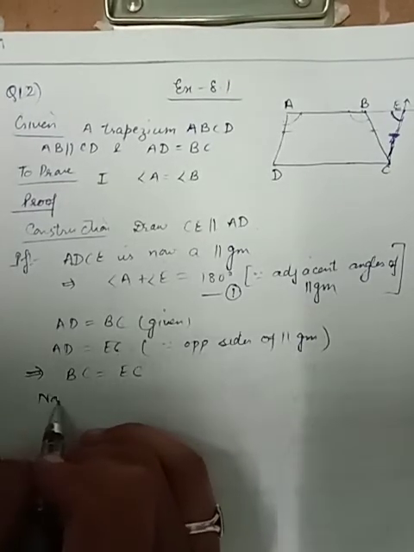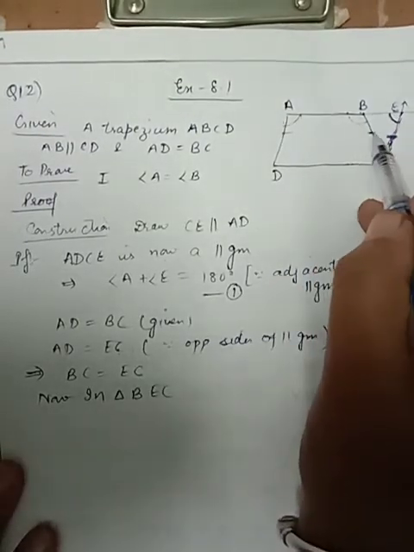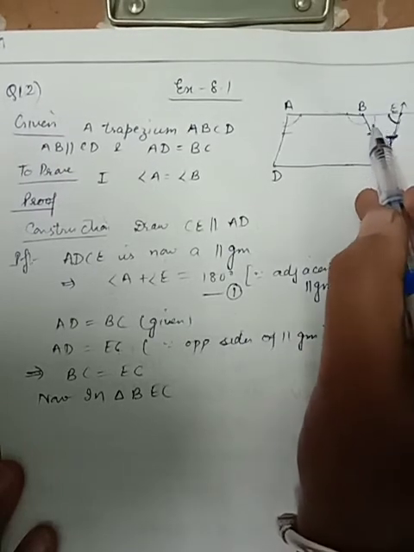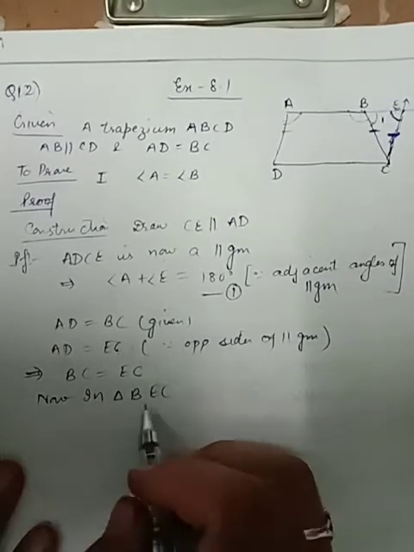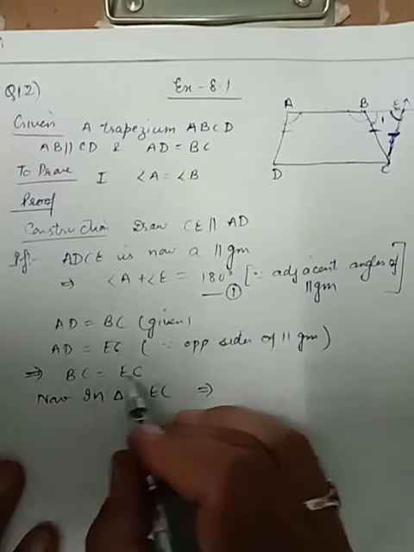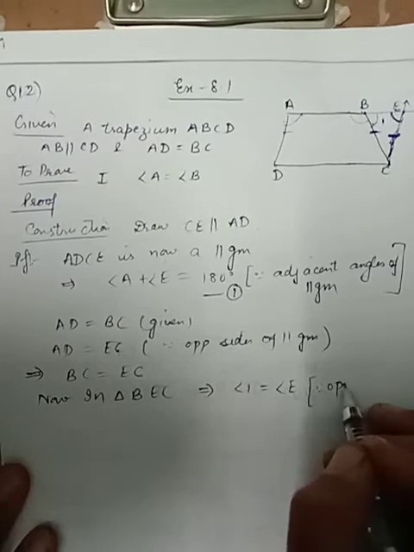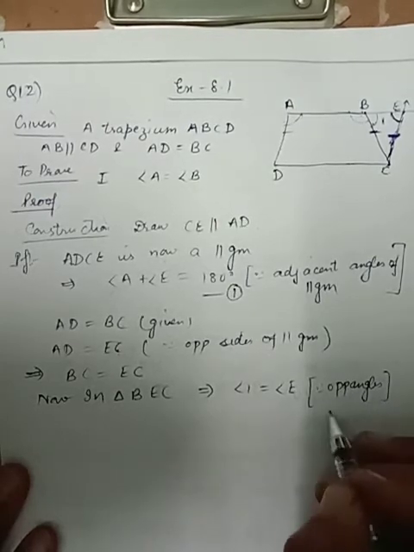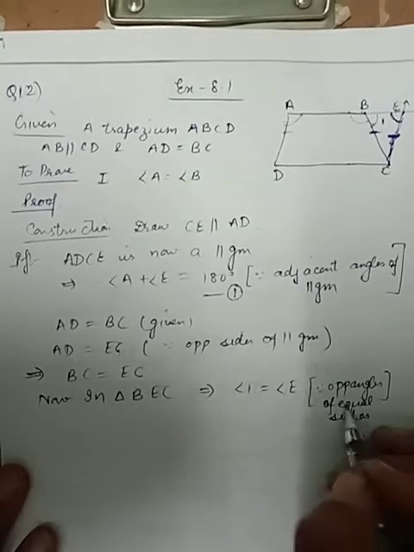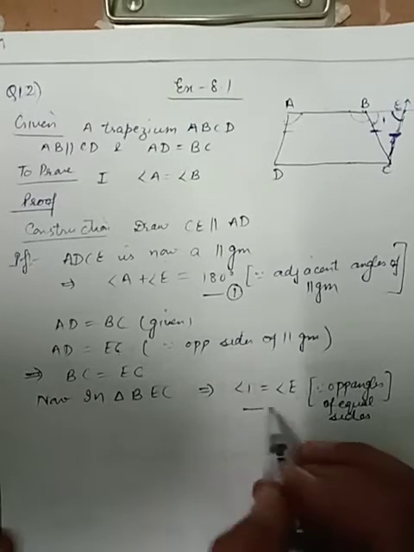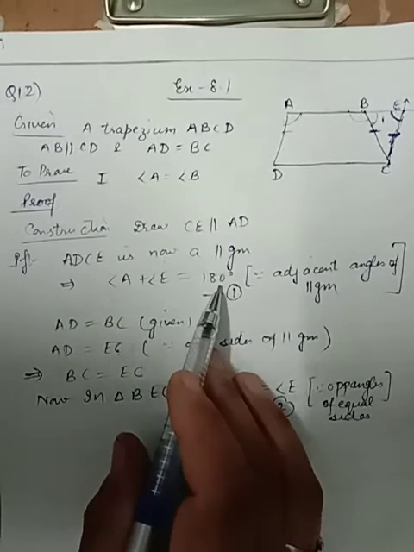Now BC is equal to EC, so take the triangle BEC. In triangle BEC, BC is equal to EC means the angles opposite to equal sides are also equal. Let us call it angle number 1. In triangle BEC, it implies from BC equal to EC that angle 1 is equal to angle E because angles opposite to equal sides are also equal. Call it equation number 2: angle 1 is equal to angle E. A plus E is 180.